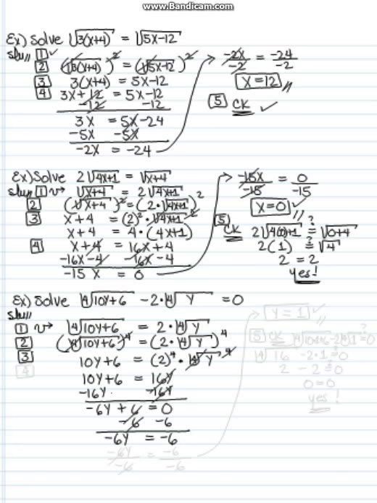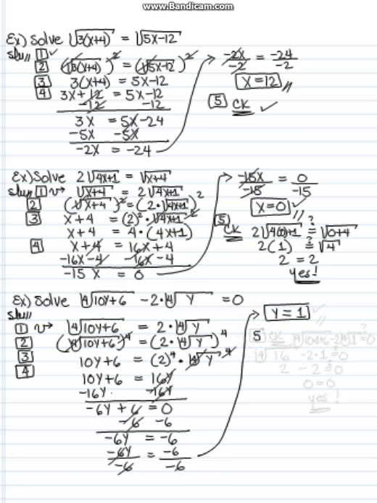And now we're going to move the 6 to the other side by subtracting it, and we get negative 6y equals negative 6. We forgot to call this step 4, solving. Now divide both sides by negative 6. We get y equals, a negative over a negative is a positive. So the answer is positive 1.